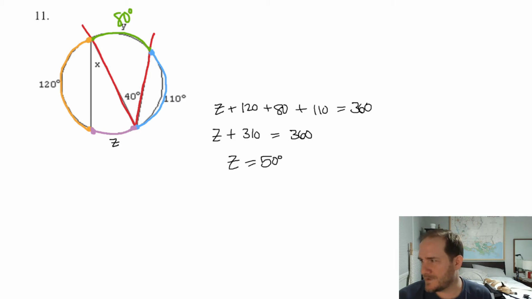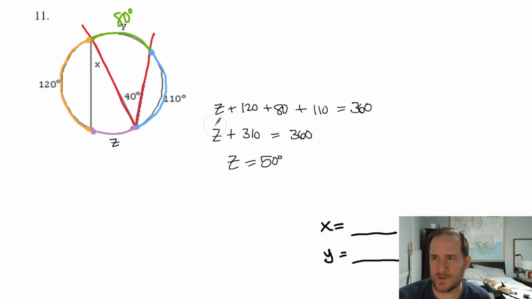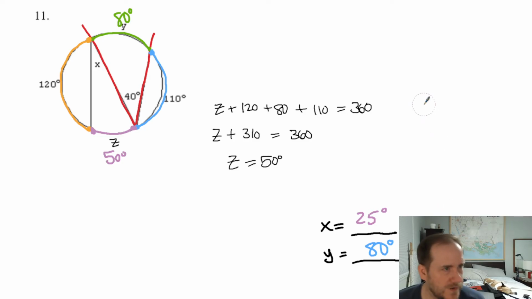But remember, nobody actually asked for Z. I only asked you for X and Y. So X equals something, Y equals something. We know Y is 80. And we now know what X is, because X has to be half of the 50 that we just found. So X is 25. And then you're done. That one's done. Moving on.